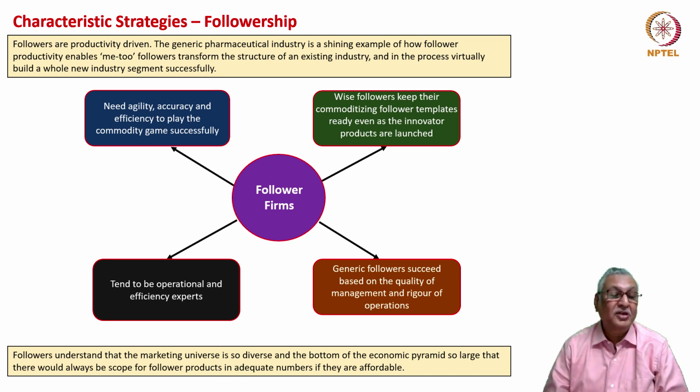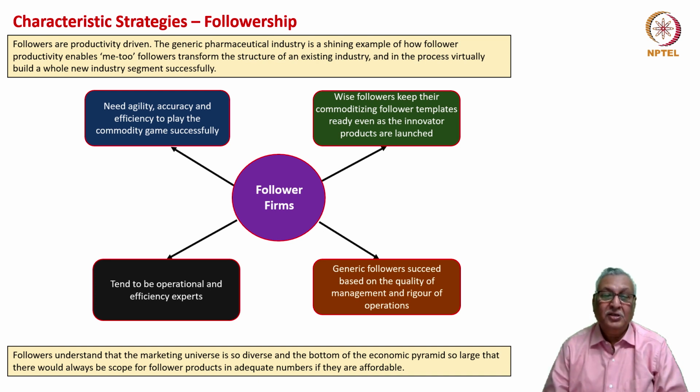The generic pharmaceutical industry is a particular example of how follower productivity enables me-too followers to transform the structure of an existing industry. And in this process, it virtually built a whole new industry segment successfully. There are 4 characteristics of follower firms.